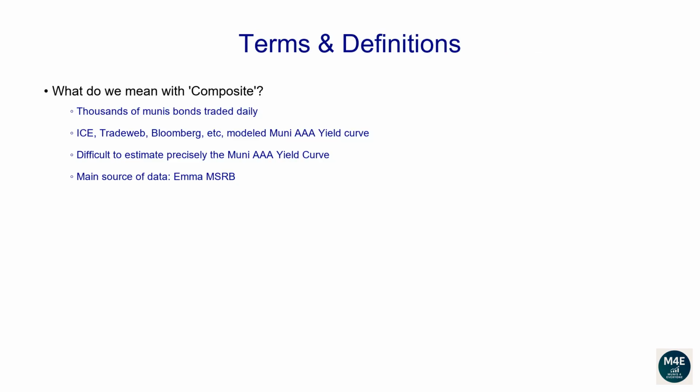Terms and definitions. What do we mean with composite? Every day thousands of Muni bonds are traded, as you can freely see on the EMMA website. Different data providers like ICE, Tradeweb, Bloomberg, to name a few, provide their model-implied Muni AAA yield curve. Given that it's very difficult to tell which curve is more accurate on any given date, we compute for every tenor the average of the yield curves available to us, plus some extra adjustments. Currently, we manually capture yield curves and bond yields available from the EMMA MSRB portal.